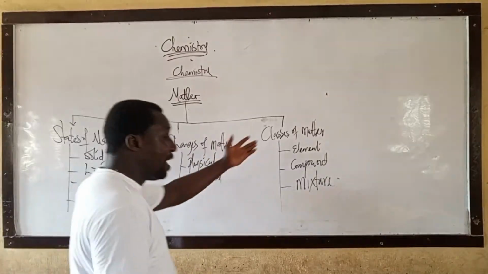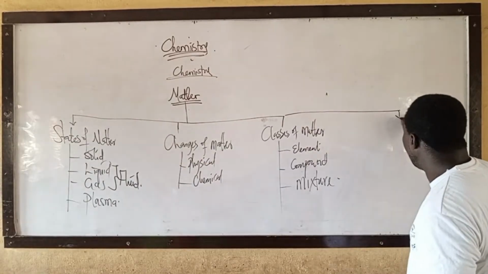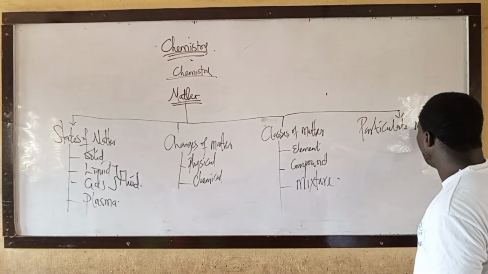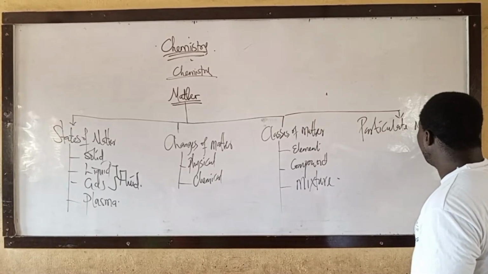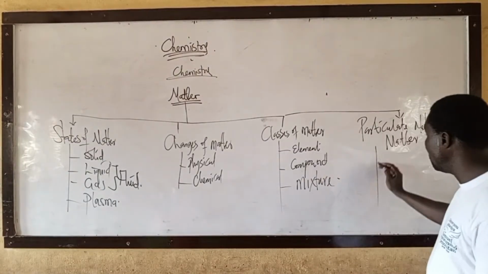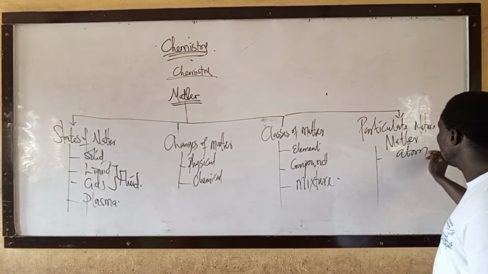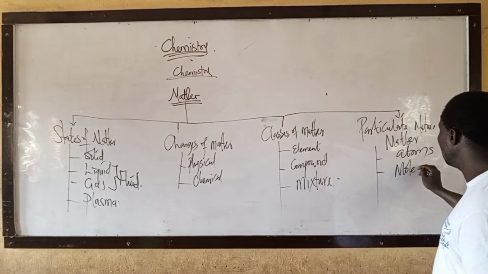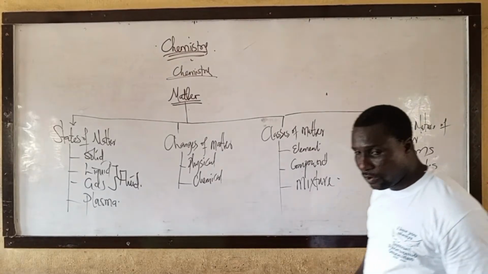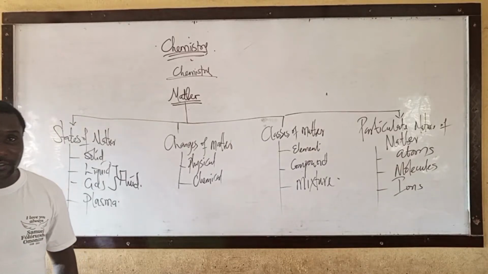If you know this, then we have the particulate nature of matter. Under the particulate nature of matter, you have to know the meaning of atoms, we have molecules, and we have ions. Take note of that.